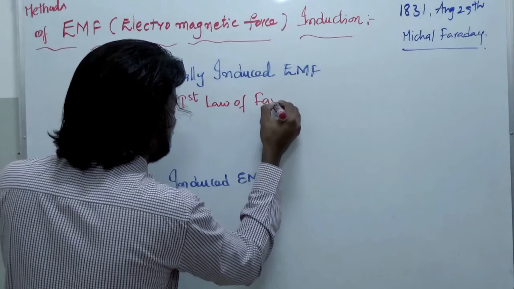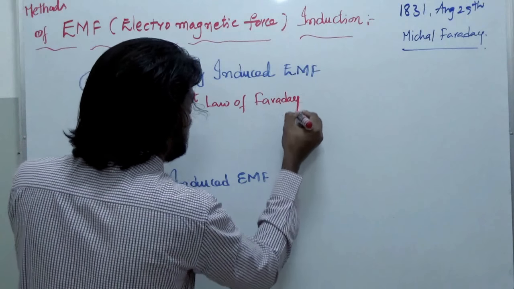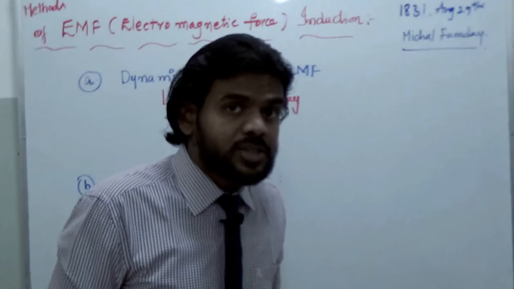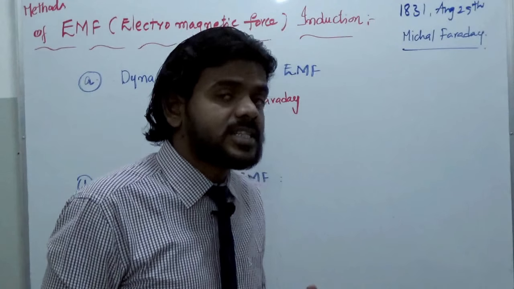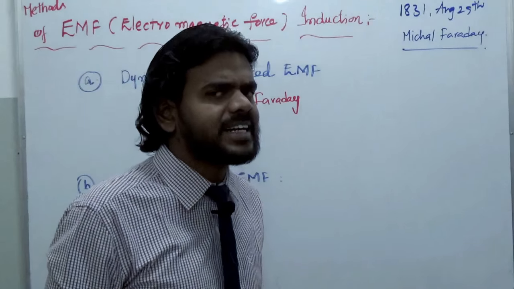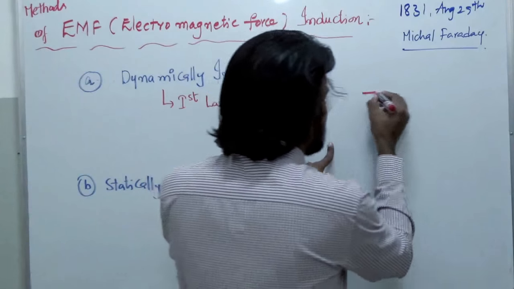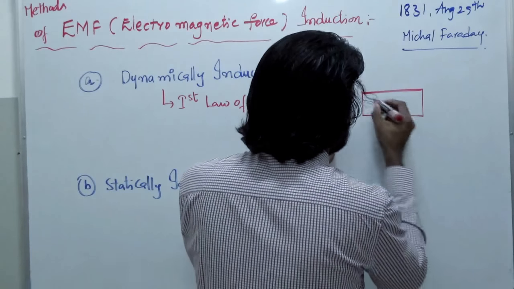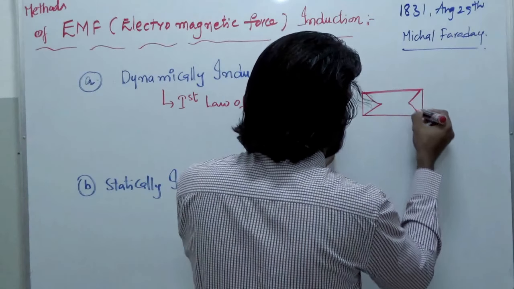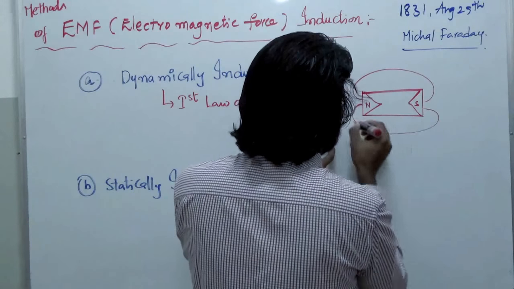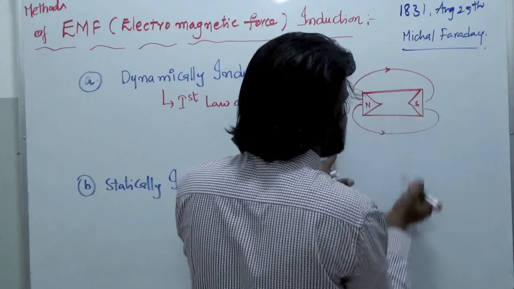What is the first law of Faraday? Whenever a conductor cuts the magnetic flux, EMF is induced in the conductor. This is the first law of Faraday. So let me take the magnet in the picture now. This is my magnet. This is North Pole and this is South Pole. Obviously, you will find the flux lines moving from north to south.